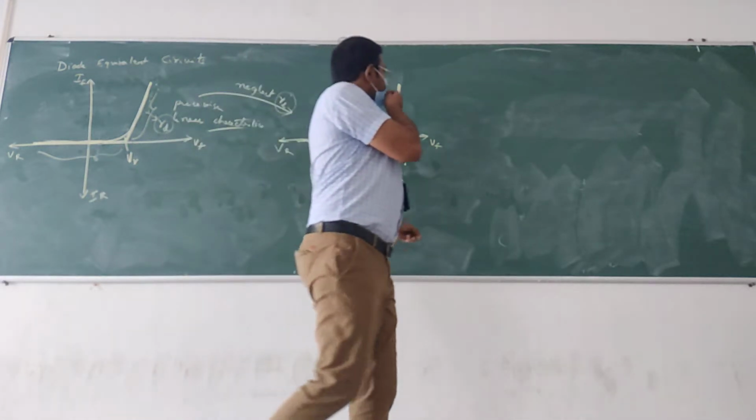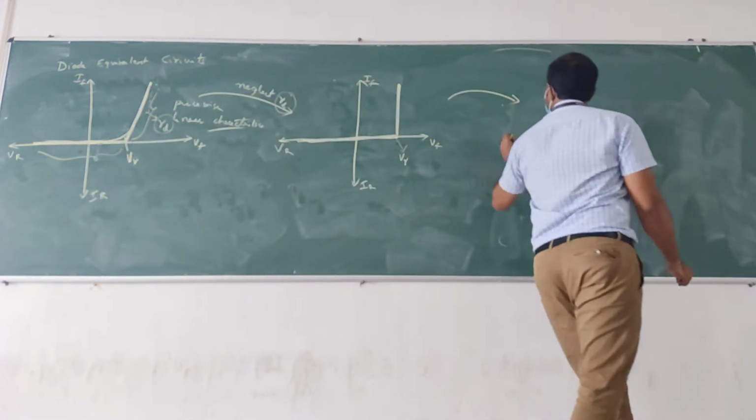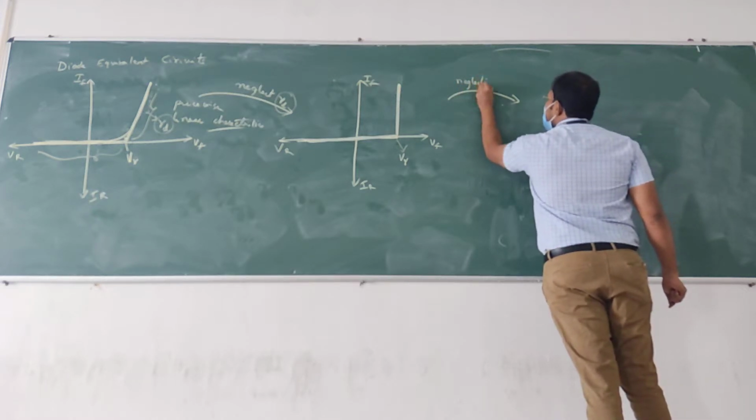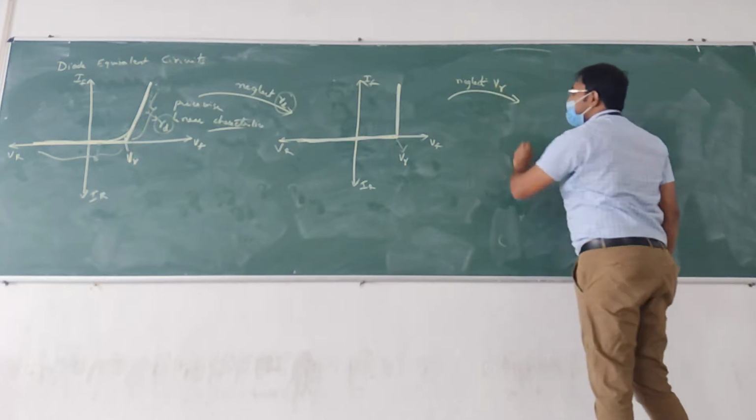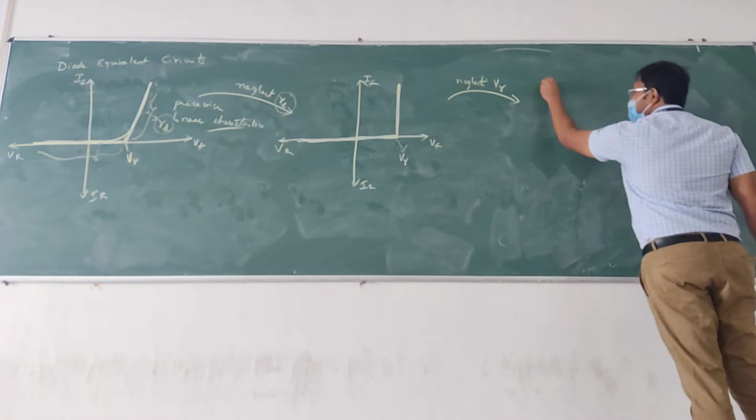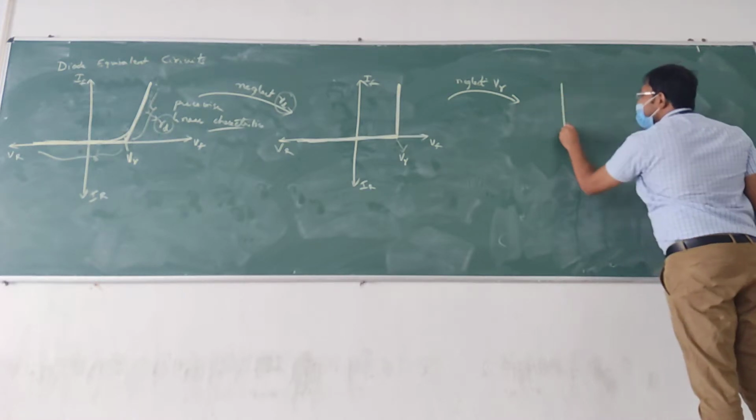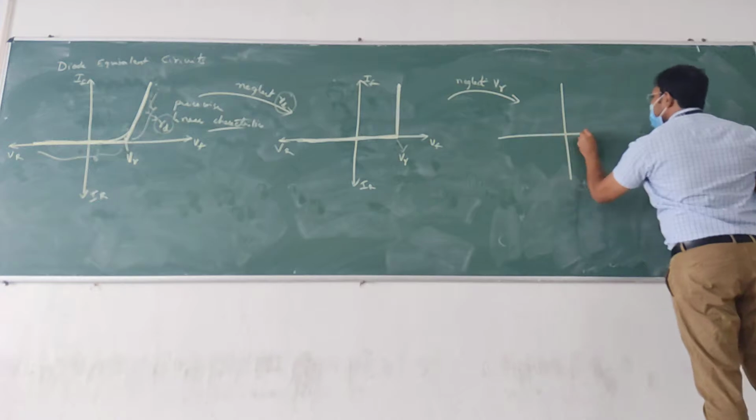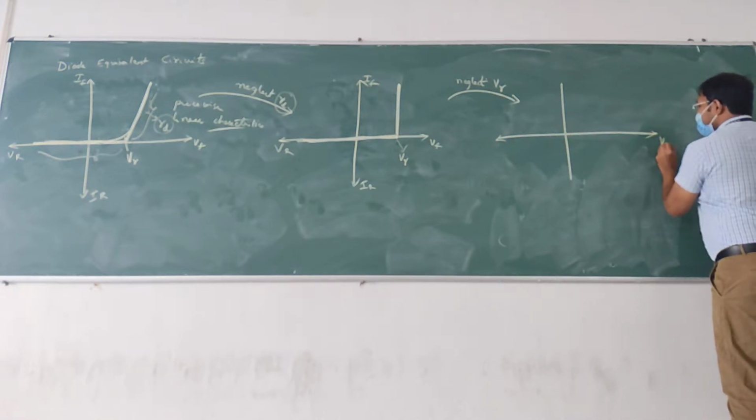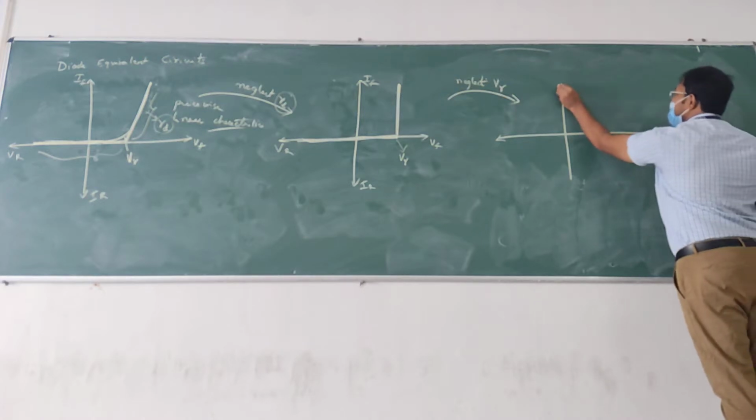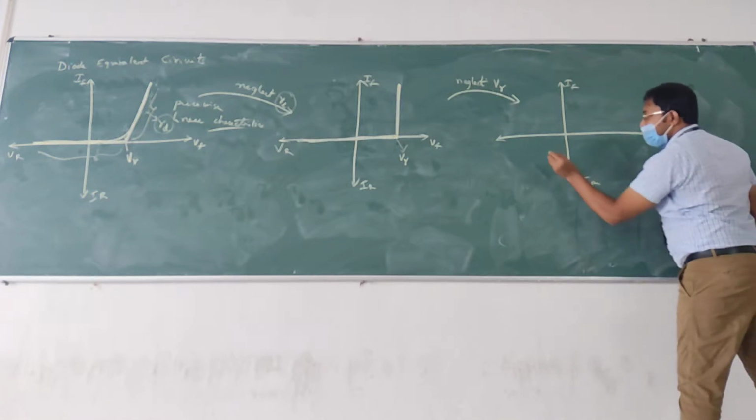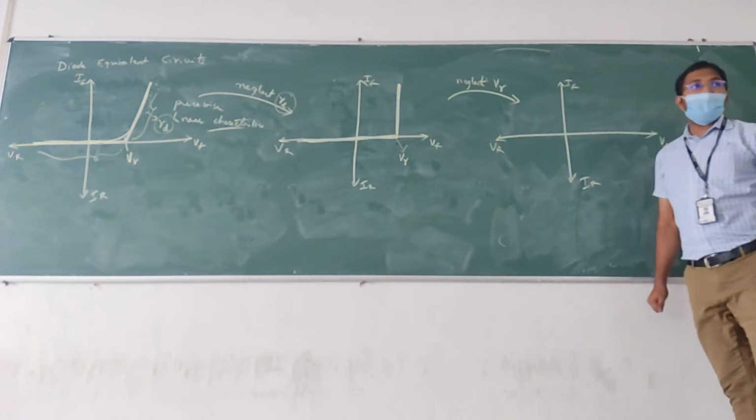Right? So what is the next approximation we will make? Neglect V gamma. If you neglect V gamma, what happens? How will the graph look like? Please answer. Here, I R, then V R. So how will the graph look like?